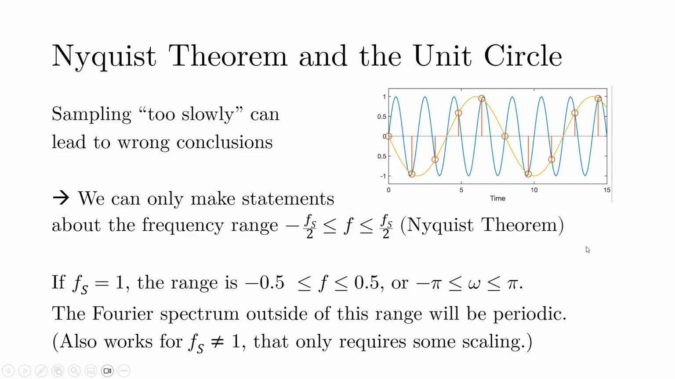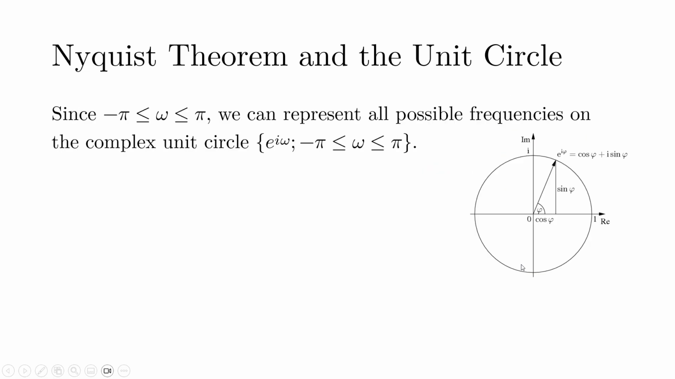In that case, my angular frequencies will be in the range from minus pi to pi, so it totally makes sense to represent them on the complex unit circle. So the point 1 on the complex unit circle represents the frequency 0. This point, i, stands for pi over 2, because e to the i times pi over 2 is i, and so on. Every point on the upper half stands for frequencies between 0 and pi, and every point on the lower half stands for frequencies between 0 and minus pi.